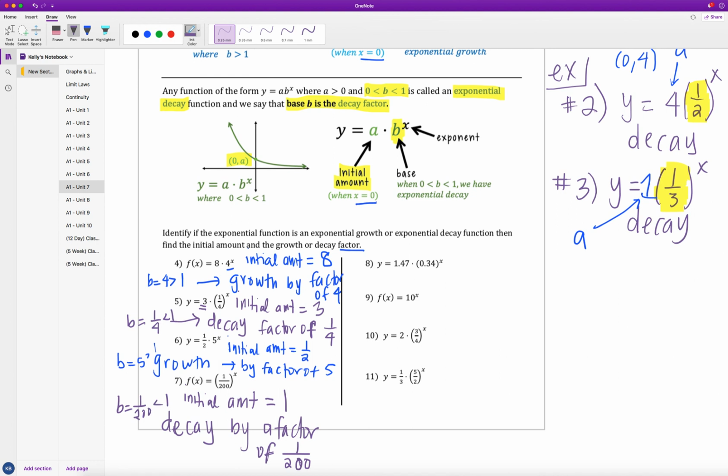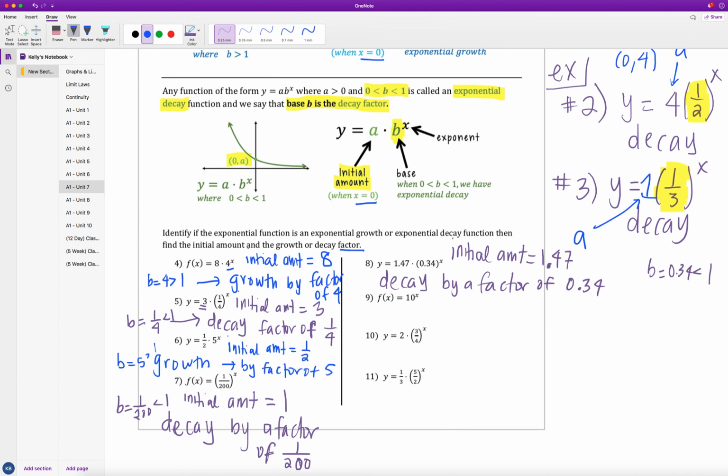Okay, why don't you guys pause the video and try example 8 on your own first, and then we'll check it. Okay, in example 8, we have an initial amount which is going to be equal to 1.47. So yes, a decimal amount, but that's okay. It is going to be a decay, and it's decaying by a factor of 0.34. And the reason I knew it was a decay is because that base, which is our 0.34, is less than 1.